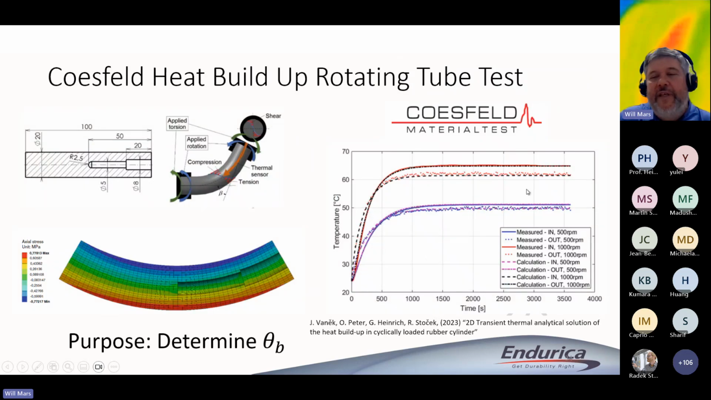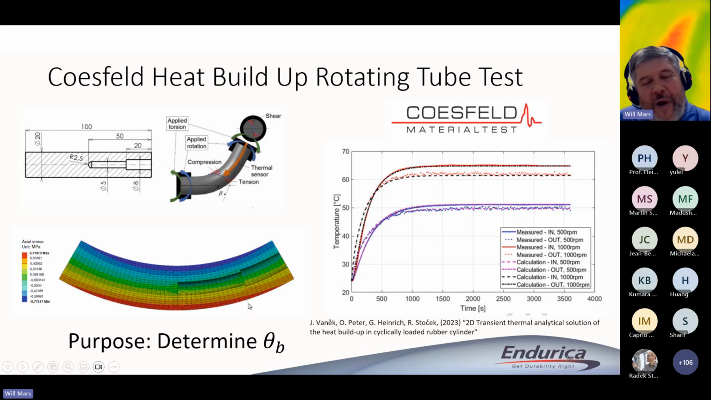Now this is an example that does not have the thermal runaway. So in this example, you're looking at the internal and external temperatures for two different conditions. So the purple is for 500 RPM, the red is for 1,000 RPM, and this is the specimen.